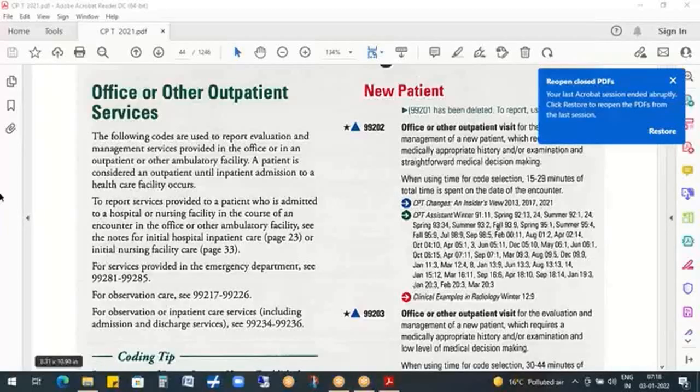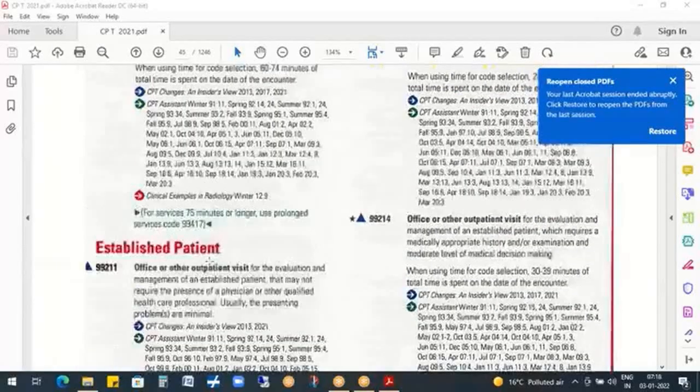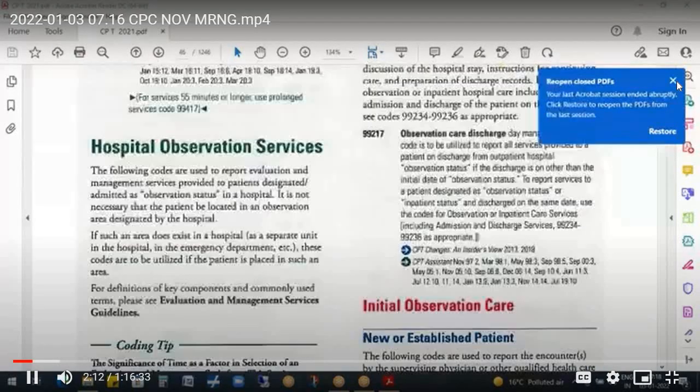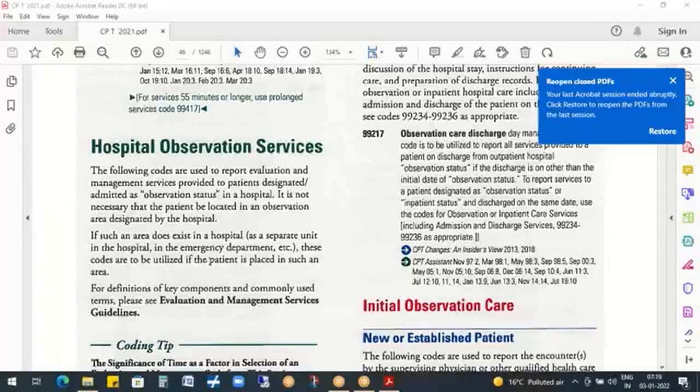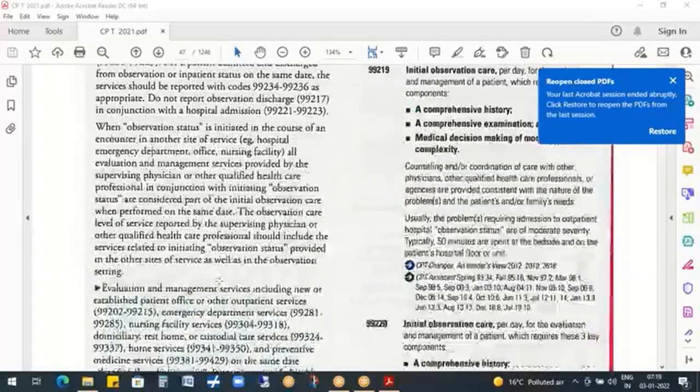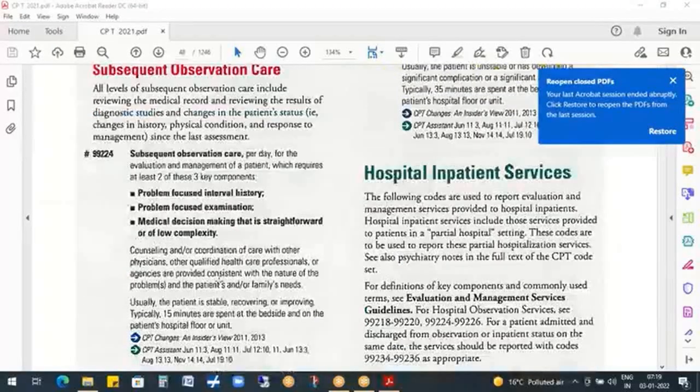Can you see page number 18? Office or outpatient services is there on my screen. That is one location where a physician can provide service to a patient. Like that, you can see the locations. What are the locations? Next, hospital observation services. Next, hospital inpatient services. Like that, there are different locations in a hospital.